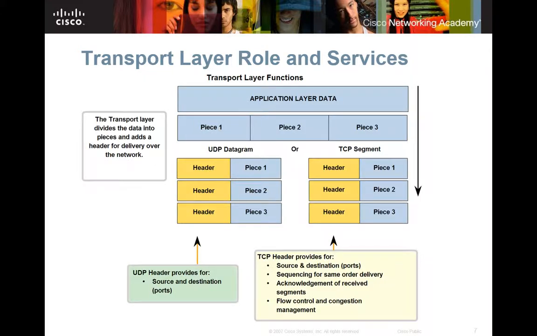Transport layer functions, like I said, all it does is provide for the source and destination ports, sequencing to validate the order in which they are, flow control and management, your CSMA/CD and CSMA/CA, collision detection, collision avoidance. It's all on TCP. UDP just gives you your source and destination ports. That's it.